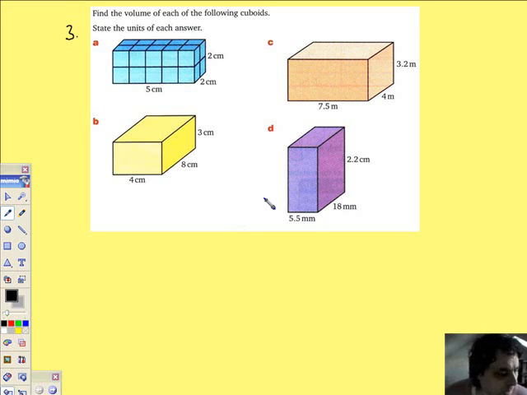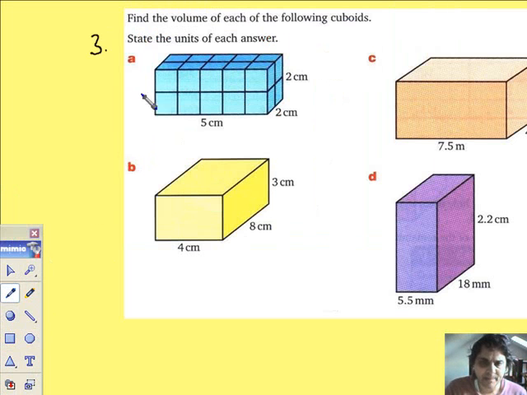Section 11.1, pages 176-177, deals with the volume of a cuboid. Very basic stuff, grade E to D in some places. So look at the first one. Find the volume of each of the following cuboids and state the units of each answer.